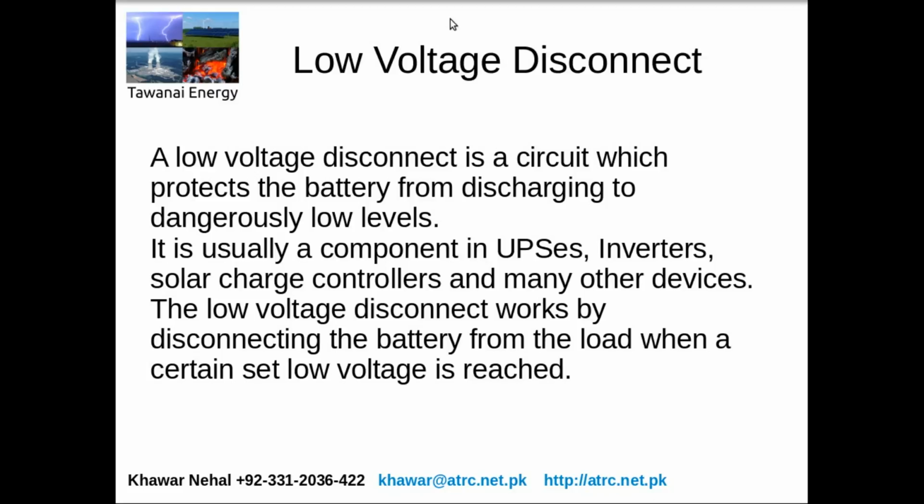So for that, you need a circuit called a low voltage disconnect. This is basically a circuit which measures the voltage of a battery, and based on that it estimates if the battery is dangerously low, and when it reaches that level, it disconnects the battery from whatever device is using it. That's what's called a low voltage disconnect. It's to prevent batteries from failing.